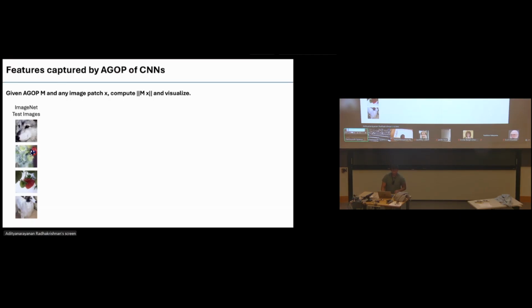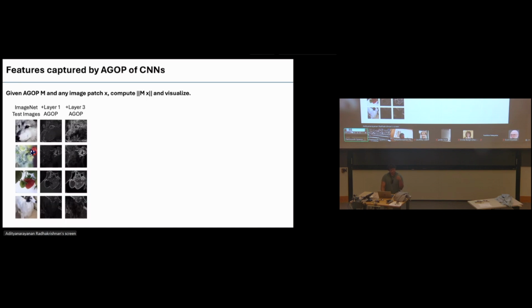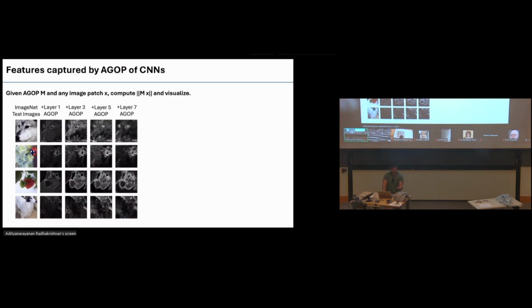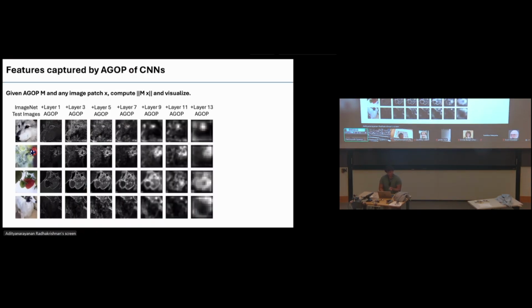So I took VGG19 and computed this AGOP, and what you'll see in the first layer is that the AGOP actually just does edge detection. If you look at the eigenvectors, it's a horizontal and vertical edge detector. So the AGOP of this trained model is doing edge detection. As I go deeper and deeper, it starts to do a progressive sort of edge detection and ultimately ends up highlighting regions of the object that are important for classification.